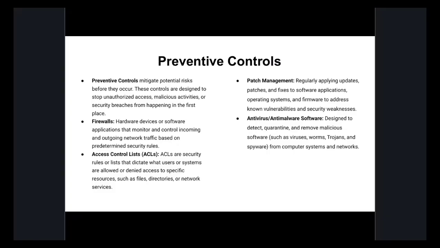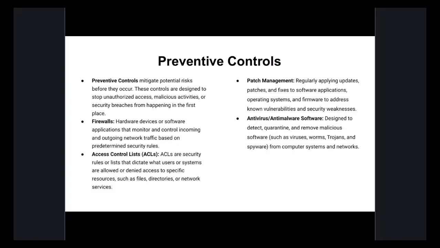One common preventive control is a firewall. A firewall is a hardware device or a software application that will monitor and control all of our incoming and outgoing network traffic. With our firewalls, we can use another preventive control called an access control list, or an ACL.